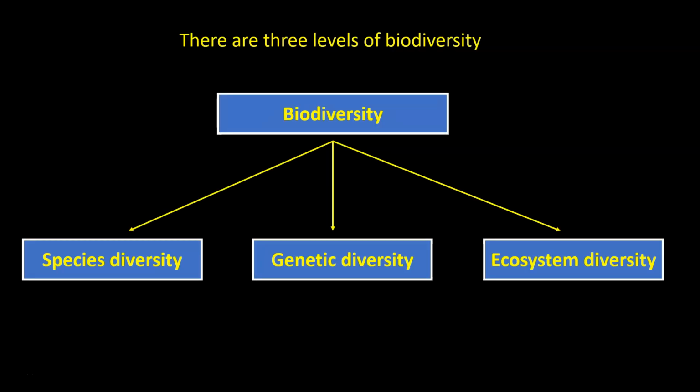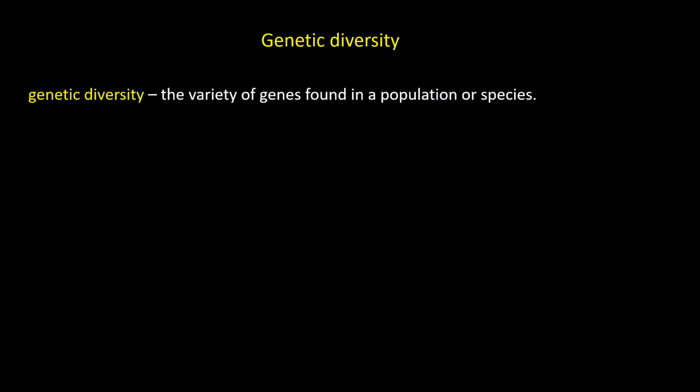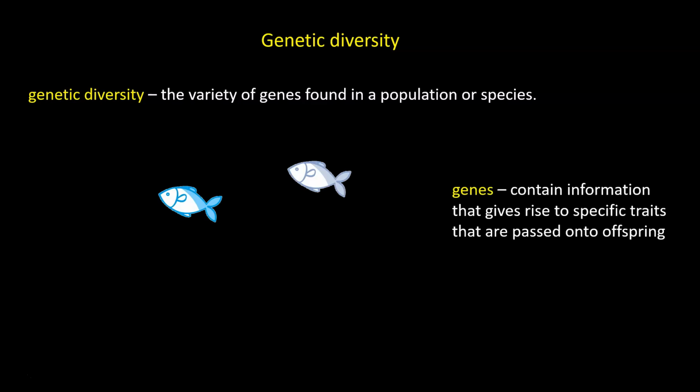Biodiversity exists on three levels. There's species diversity, genetic diversity, and ecosystem or habitat diversity. Let's begin by talking about genetic diversity. Genetic diversity is the variety of genes found in a population or species. Each organism is unique in its genetic makeup.